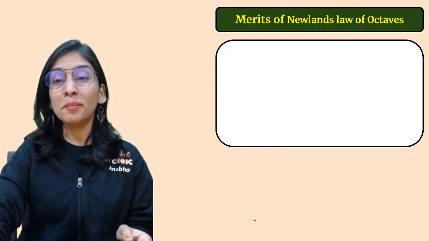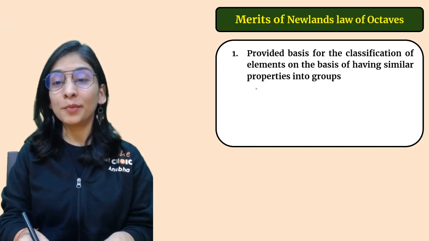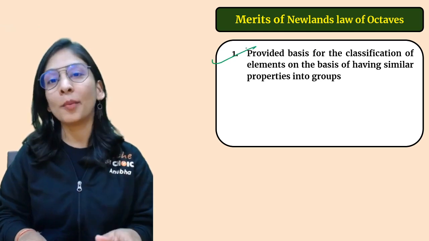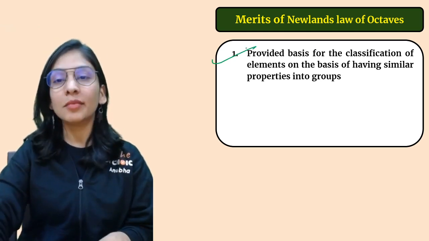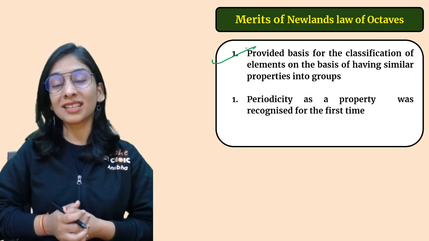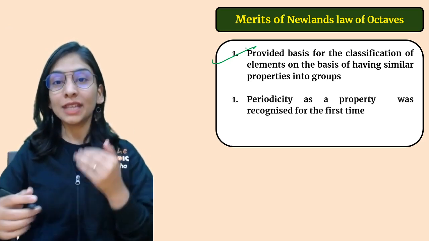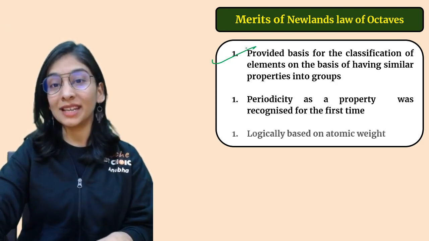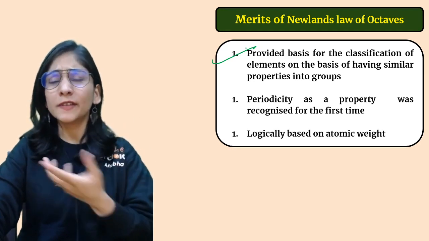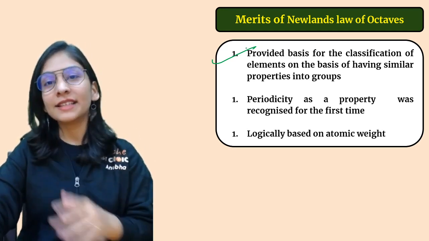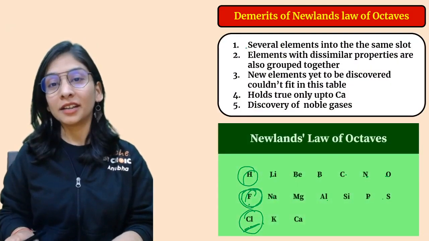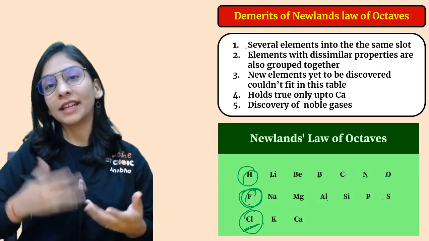When I talk about the merits and demerits, merit number one: it provided a basis for the classification of elements into groups on the basis of having similar properties. All the groups have similar kinds of properties. Periodicity as a property was recognized for the first time. Periodicity means repetition in the property. So that was reported for the first time. He started grouping the elements in terms of their properties, and logically based on atomic weight, which was again logical, that increasing atomic mass was there. But yeah, there were drawbacks.